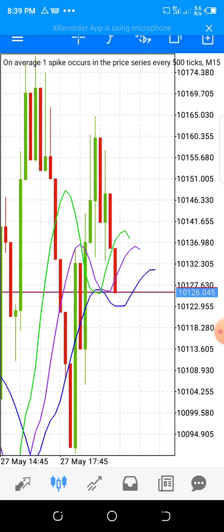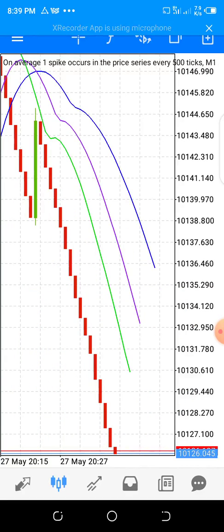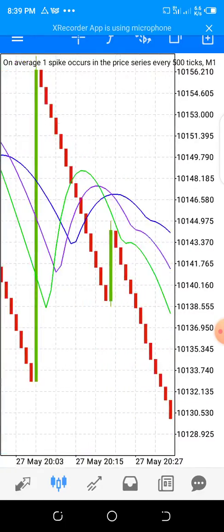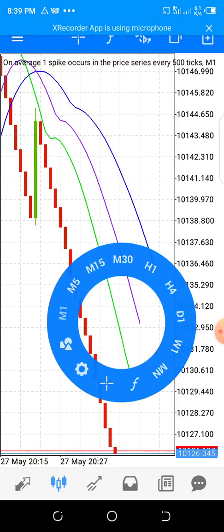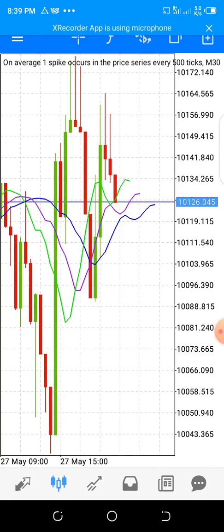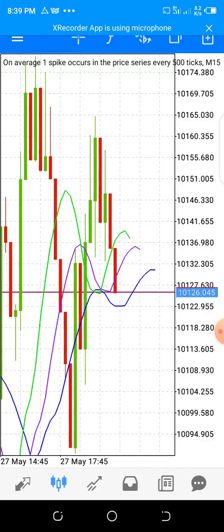Boom 500. It is still within. It is still within. So somebody will use the M1 to study the chart and then enter a trade. So be careful. It could give you a false hope. Then you enter. Then the next time around, you see the Boom spike has happened.